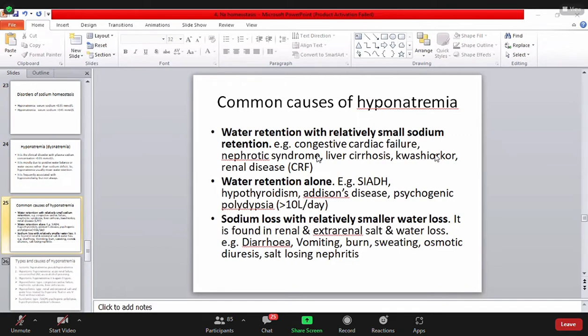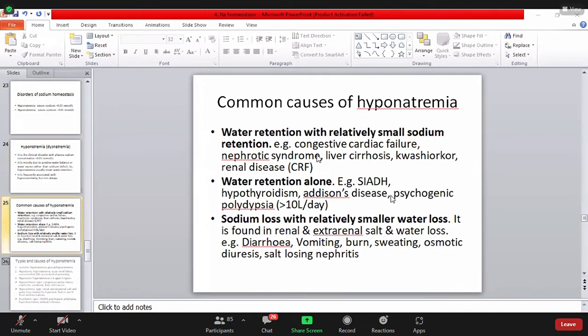Another category is water retention alone. Causes are syndrome of inappropriate ADH secretion, hypothyroidism, Addison's disease, psychogenic polydipsia. And psychogenic polydipsia means more than 10 liter water intake per day.